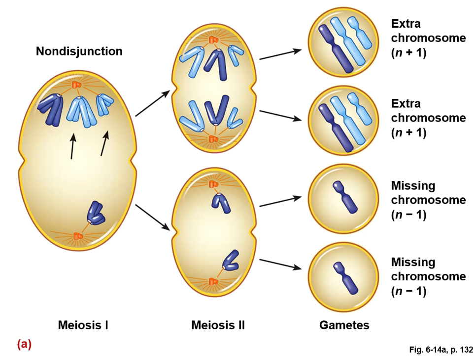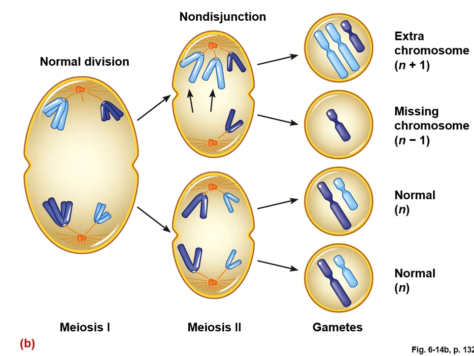In non-disjunction in meiosis 1, a pair of chromosomes fails to separate properly at anaphase 1 of meiosis. Two gametes carry both members of a chromosome pair, and two are missing one chromosome. That would be n minus 1. So let's take a look here. In meiosis 2, non-disjunction occurs in one cell, producing two cells with the normal haploid number, one cell with an extra chromosome, and one cell with a missing chromosome.